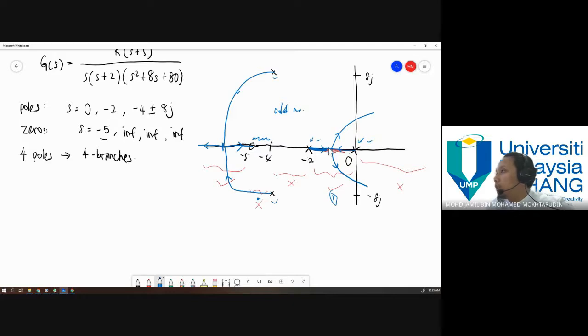Macam tak ada, tapi yeah, why not? Kira je lah. I think there will be no asymptote because this is a breakout point. This is breakaway points and this is break-in points. So break-in and breakaway points is always 90 degree. So you don't need to find the asymptote, okay? But just calculate. Bukan exam.